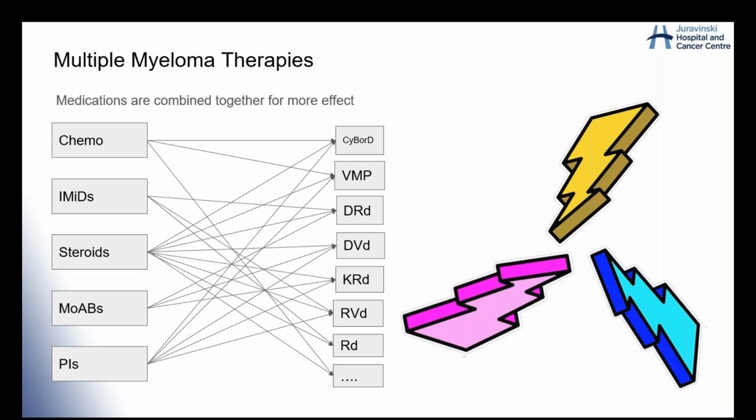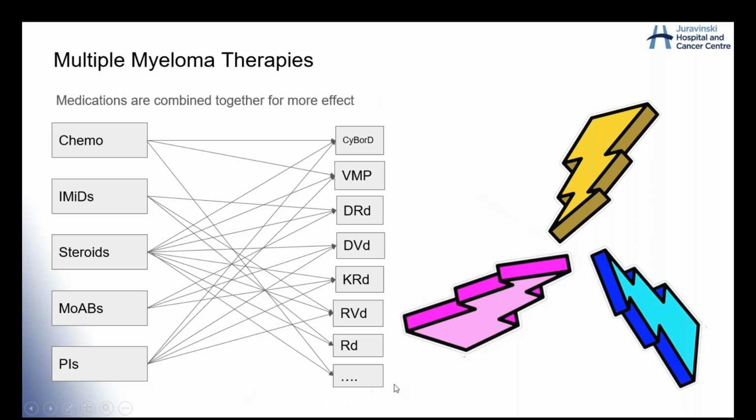This busy slide is here to drive an important point. It's not meant to confuse you. Especially for those who are new to multiple myeloma, they might not recognize a lot of these abbreviations. But what this essentially is, on the left side, these are the main groups or classes of medications that we use in the treatment of multiple myeloma. So there's chemotherapy agents, there's IMiDs, steroids, monoclonal antibodies, and proteasome inhibitors.